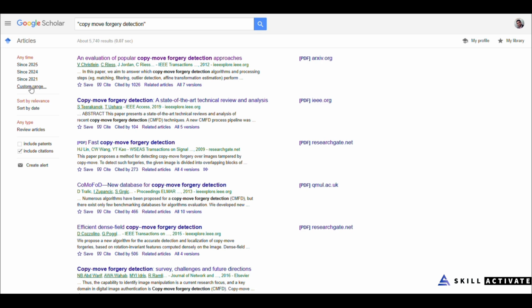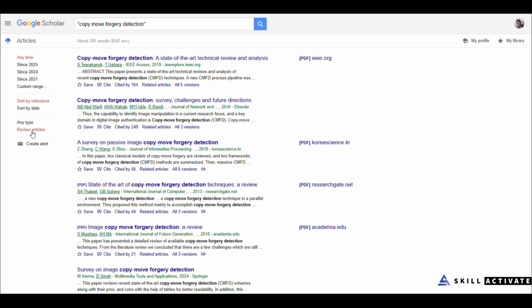And you can also arrange them in a custom range, 2025 published papers, 2024 published papers. Like that, you can also arrange them. And also, you can include patents and select only a type of article like review articles. Also, you can check. See, this is an IEEE Access paper.